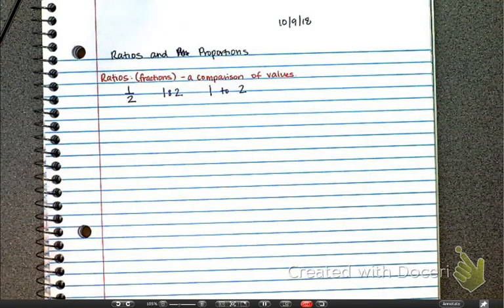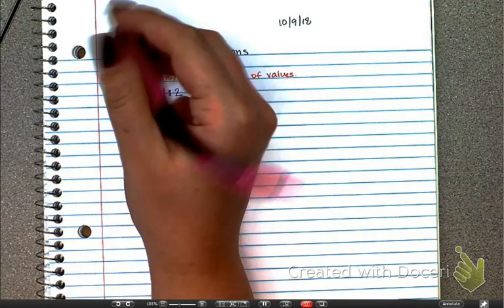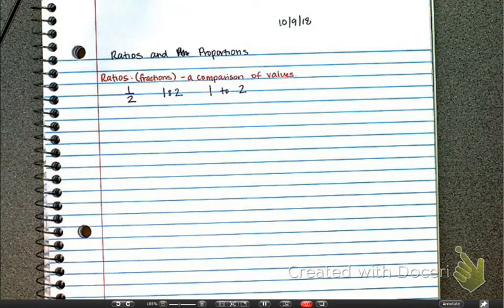Okay. All right. So we actually kind of knew what a ratio was, even though we didn't say the formal definition. We kind of knew what we were talking about, right?